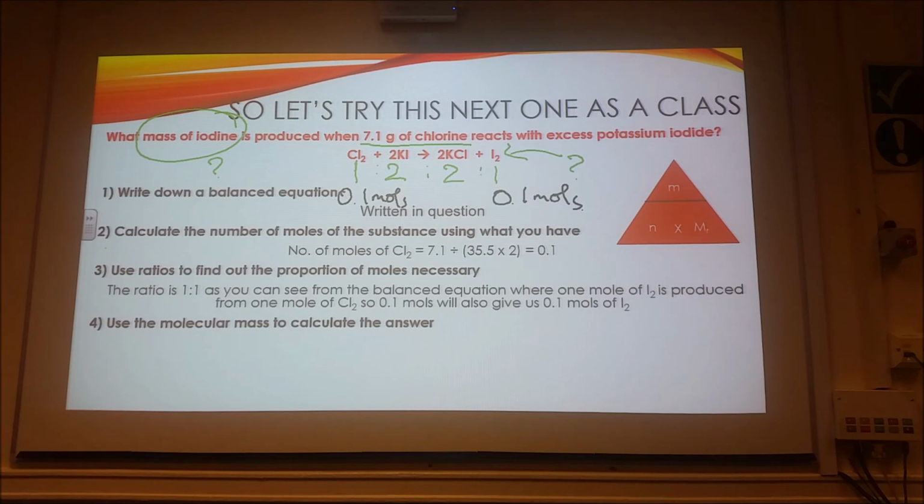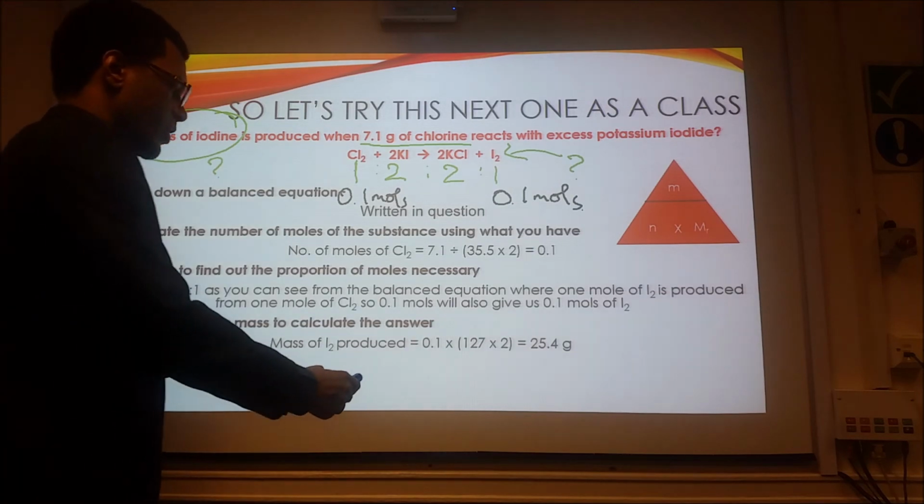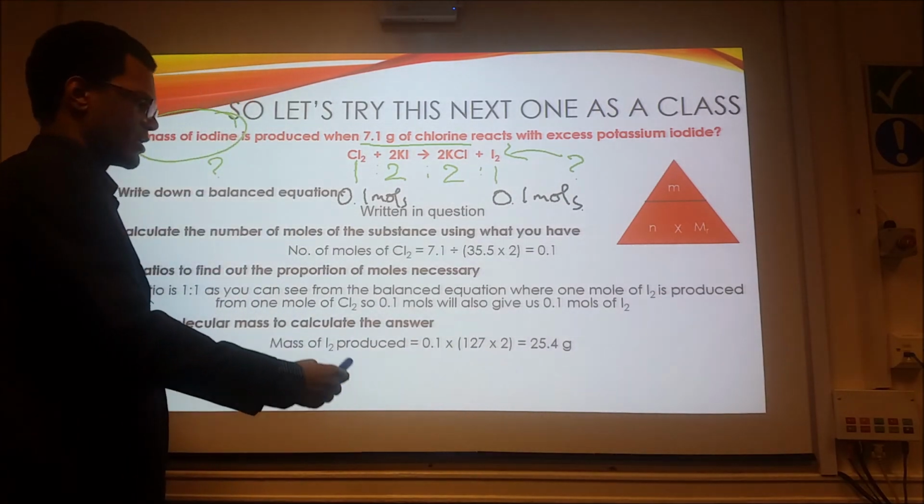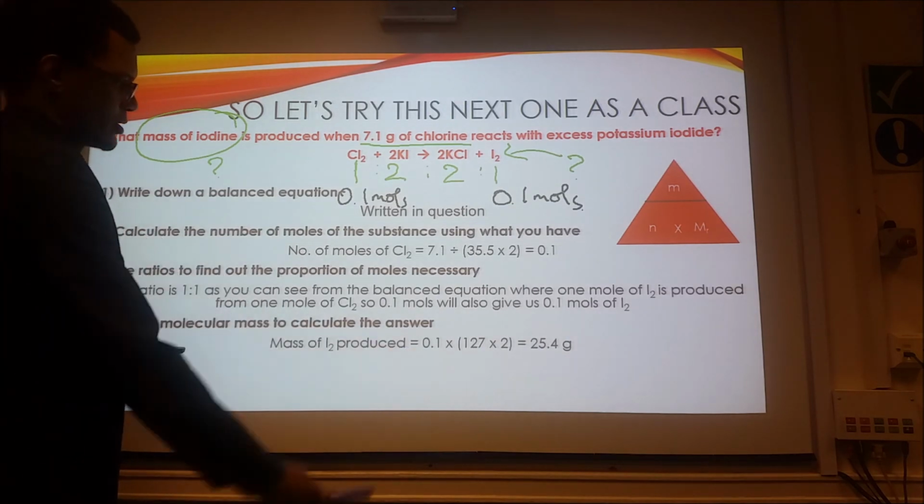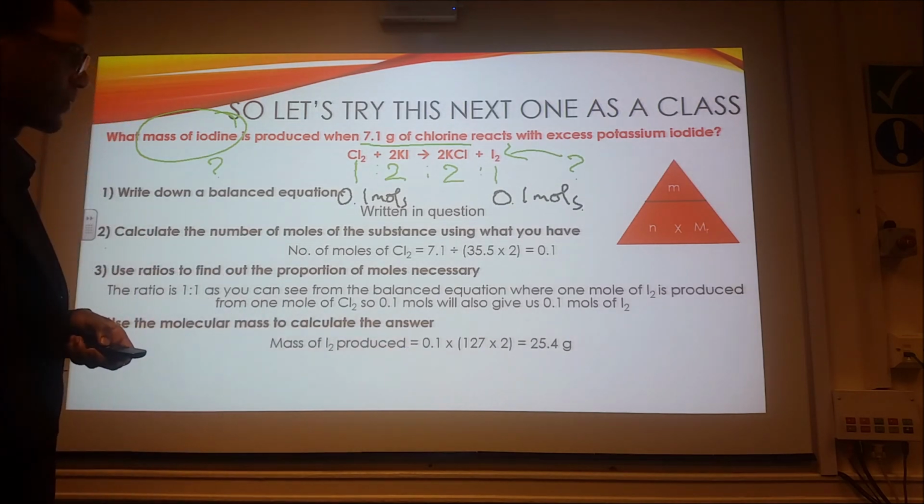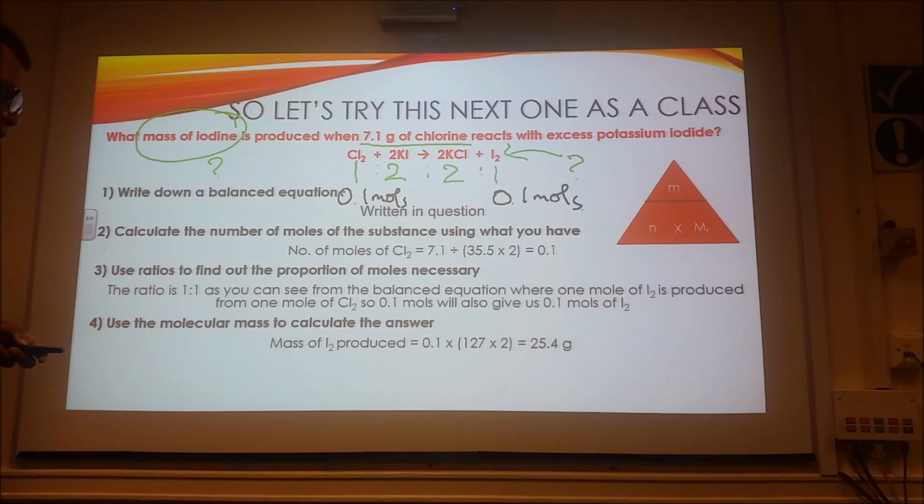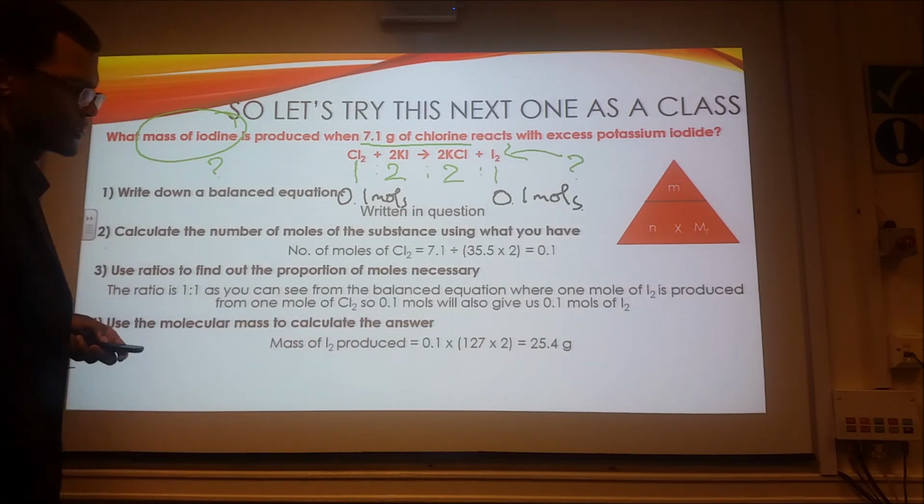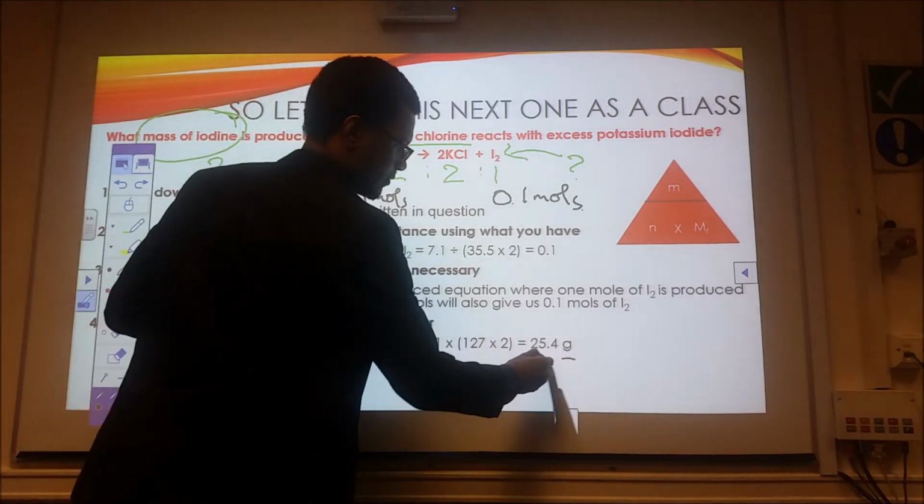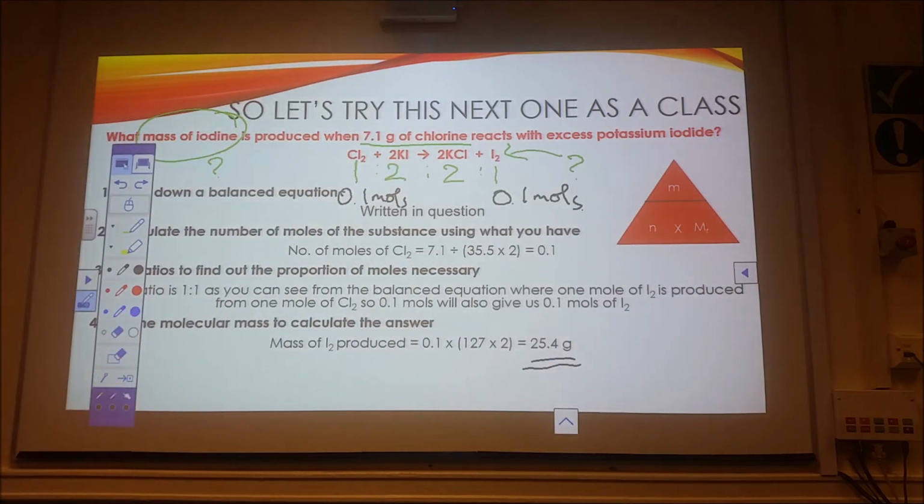So afterwards you'd use the molecular mass to calculate the answer. So the mass of iodine produced would be 0.1 multiplied by 127 times 2. 127 is the atomic mass of iodine. So you need to multiply that by 2 because it's I2, and then multiply it by the number of moles which we actually got, and that will give us a final answer of 25.4 grams.